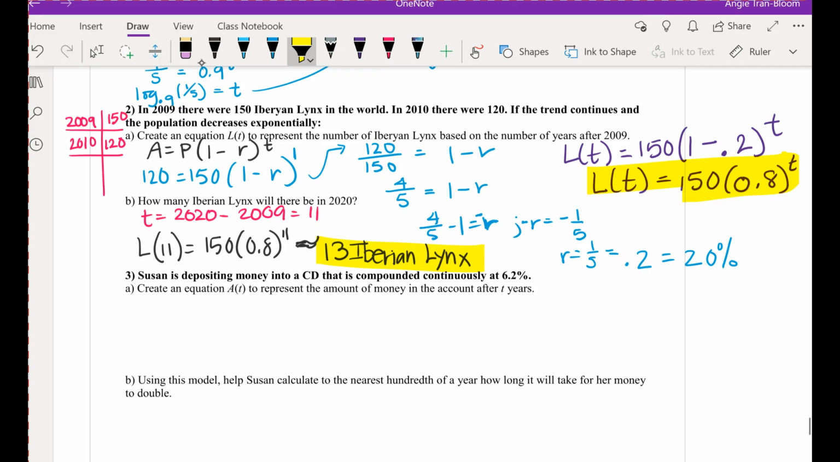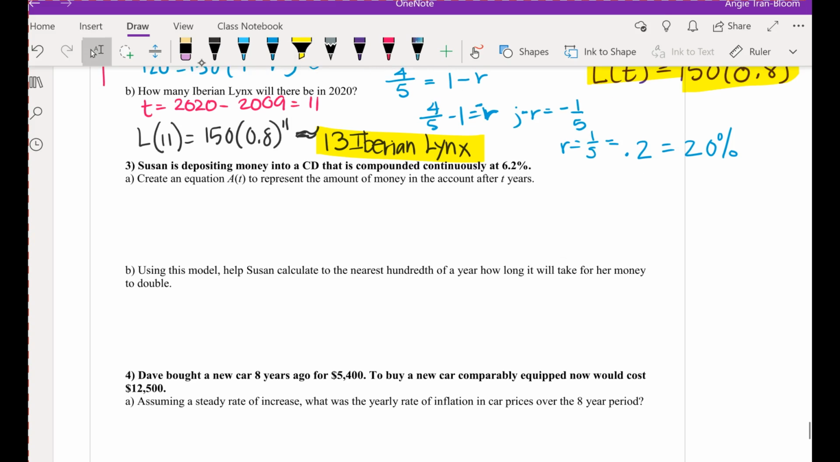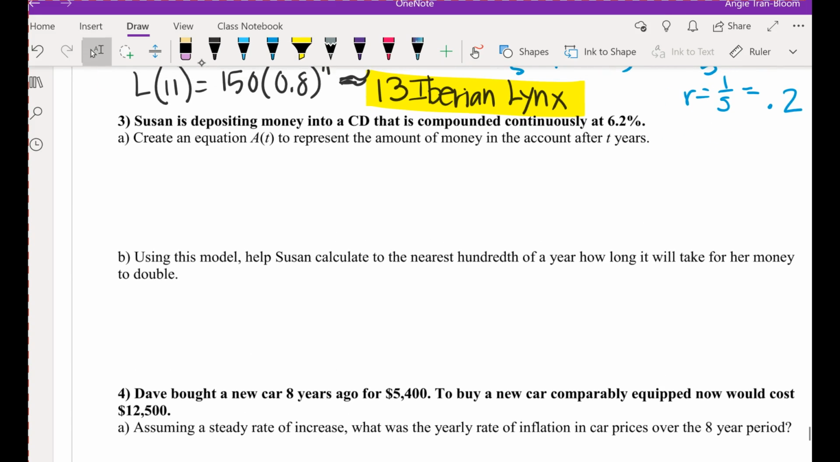Example 3, Kylie, help me read, please. Someone is depositing money into a CD that is compounded continuously at 6.2%. Beautiful, nicely. What are the key words in that first sentence? Compounded continuously. Yes, compounded continuously. Out of the 4 equations, Alan, what do you think we're going to use? Compound one. Compound what? In intervals? No. Which one? Standard appreciation? Appreciation compound.